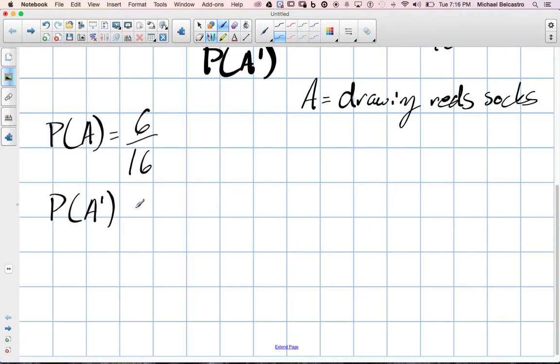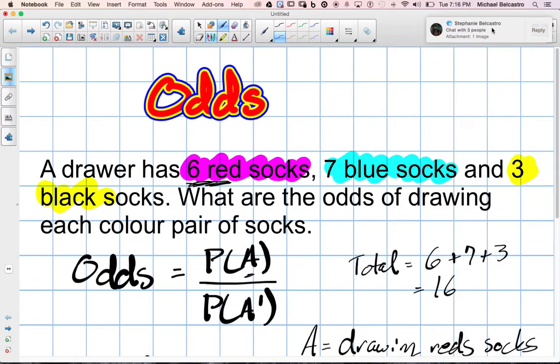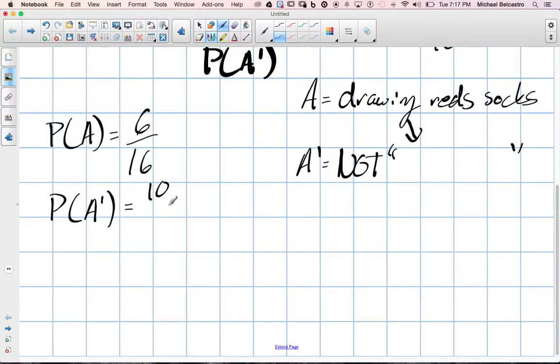The other notation here, where we have A prime, is the probability of not drawing red socks. Okay, so it's the opposite hypothesis. So we'll say A prime is same as above, but not drawing those red socks. And that's essentially the idea of, well, if there are 6 pairs of red socks, that means there are 7 blue socks and 3 black socks, so it's 10. So we have a 10 in 16 chance of not drawing red socks.